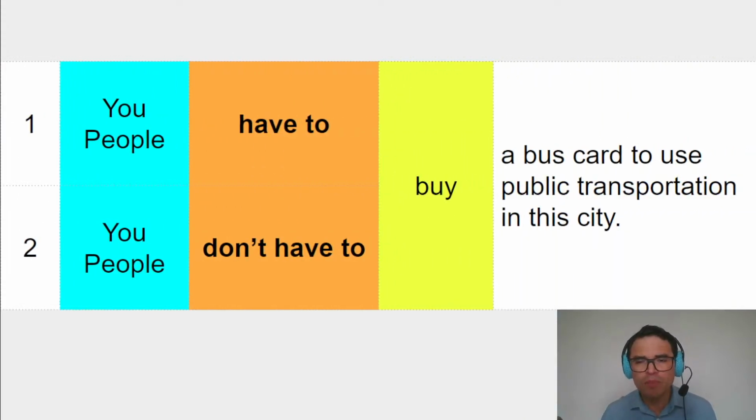You have to buy a bus card to use public transportation in the city. First, the subject, for example, you or people. Then in orange, you have the modal-like expression. In this case, in affirmative, have to. In negative, don't have to. You need an auxiliary right before have to, don't. And your auxiliary is don't because your subject is you or people, right? And in yellow, you have a verb in base form. So light blue, orange, yellow. Subject, modal-like expression, and then the verb.